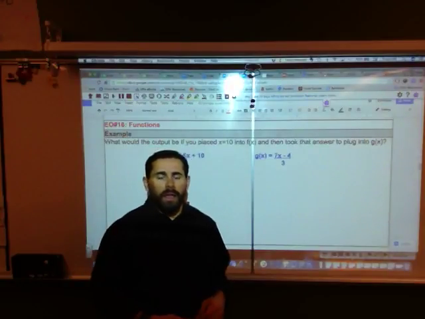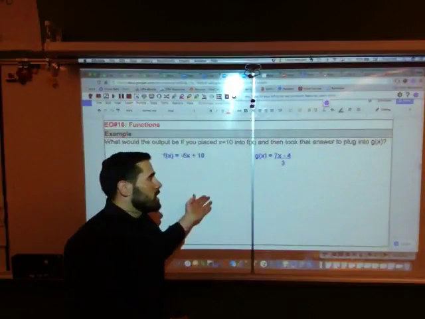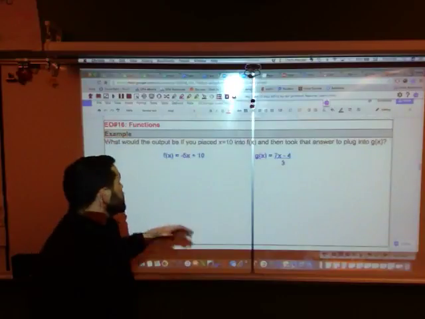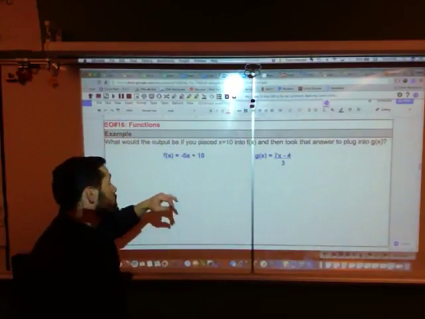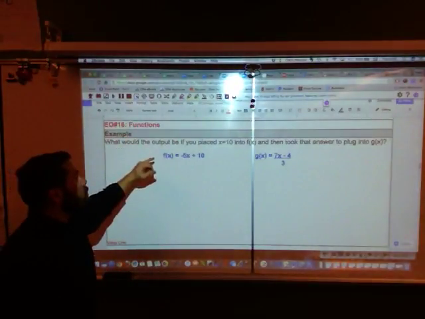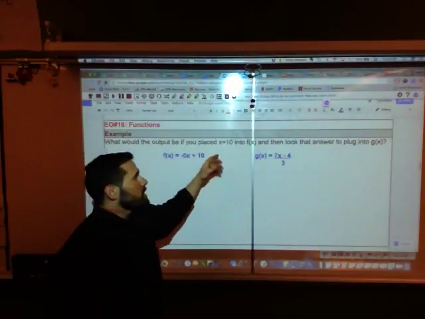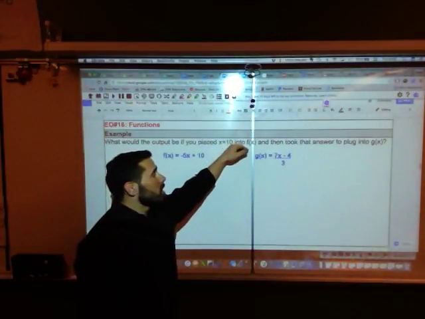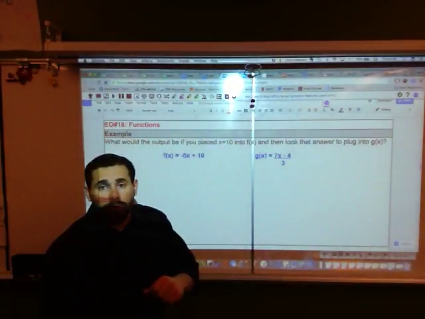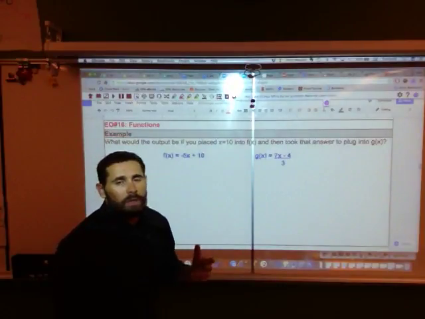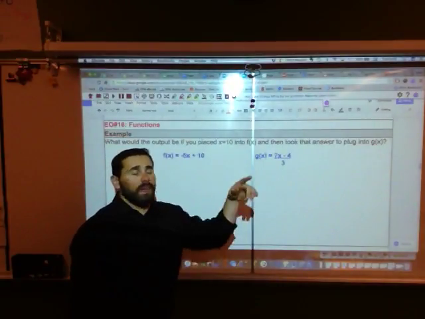Chapter 8 is on exponents and functions. This one is obviously on functions. EO16 is functions. What would the input be if you placed x into f of x and then took the answer and plugged it into g of x? Okay, so that's how you read those, f of x, g of x.